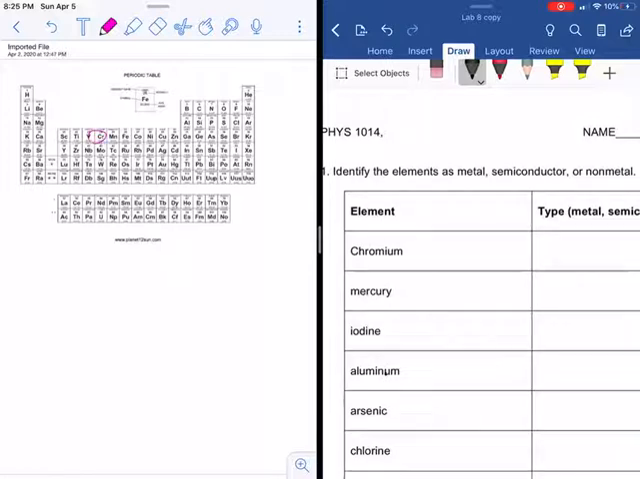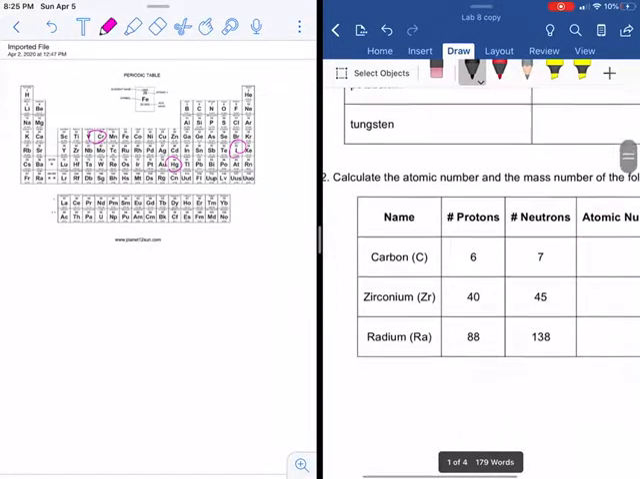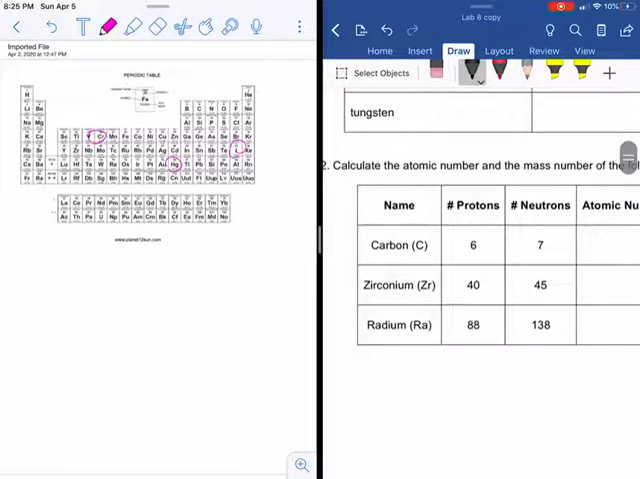For the first one, chromium's right there. If you look on your chart, and if you've colored it in, or if you look at the one online that is colored, like on the PowerPoint for chapter 8, you would see that chromium is a metal. So you just write metal. Mercury is Hg, right here, so it's a metal. Iodine's over here. It's a non-metal. That's all you have to do for that part of it.